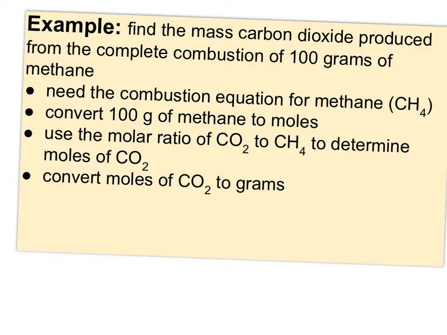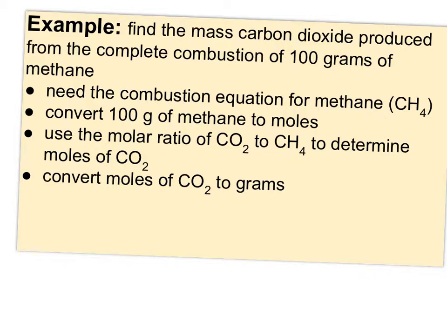So for example, it says find the mass of carbon dioxide produced from the complete combustion of 100 grams of methane. Now a couple things you're going to find in IB. They do a lot of combustion reactions of what we call hydrocarbons, or specifically the alkane group. And a hydrocarbon is just what it sounds like. It's carbon and hydrogen. And the alkanes are the common ones: natural gas, propane, butane, octane or gasoline for your car. Those are all alkanes.